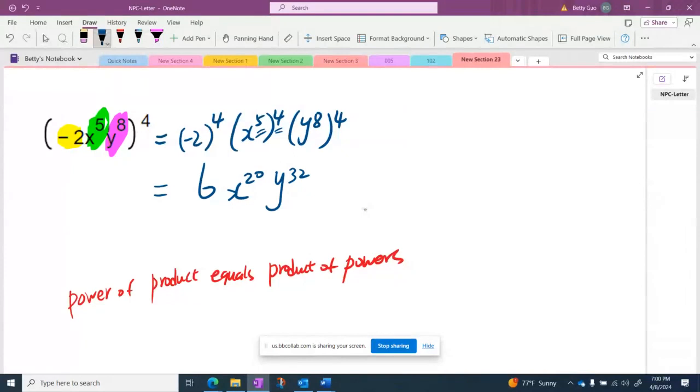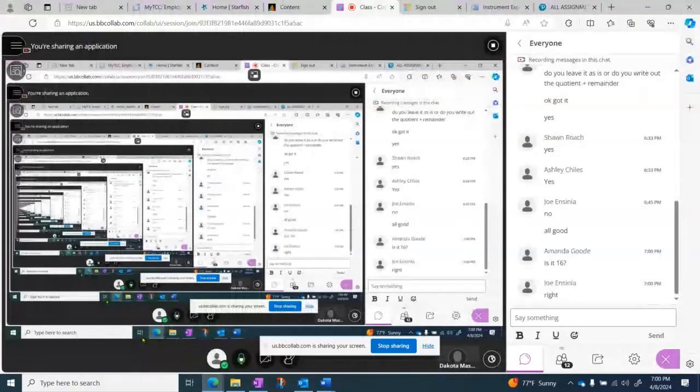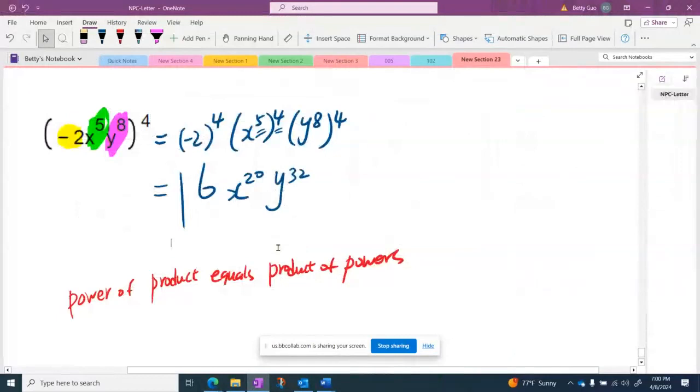Oh, 16, my gosh. What happened is, I'm using a writing pad. Sometimes my hand touches some other places on the pad, and it somehow makes part of the writing disappear. It is 16, by the way. Yeah, thank you, Amanda. It is 16. It never hurts to be as careful as possible. 16x to the power 20, y to the power 32.